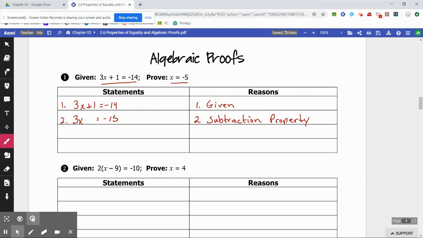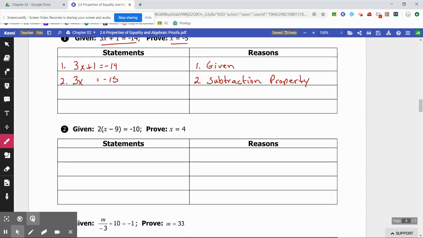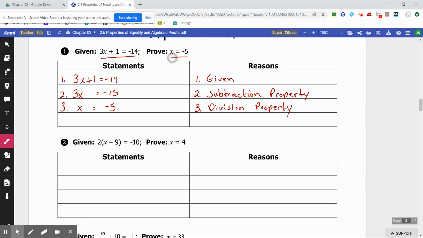Okay, next up, if 3x is equal to negative 15, I know that I can divide by 3, and that gives me x is equal to negative 5. And again, what I did there was divide both sides by 3, so that would be the division property. And notice that x equals negative 5 is actually what I was trying to prove, so I'm finished.